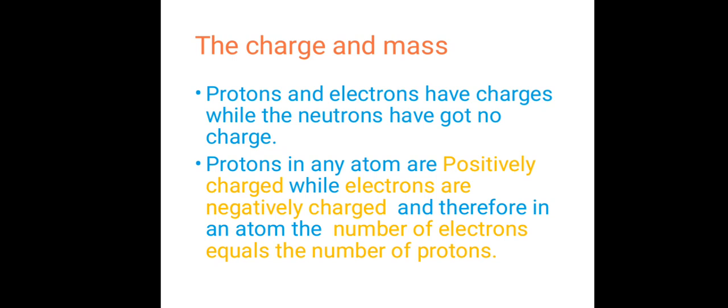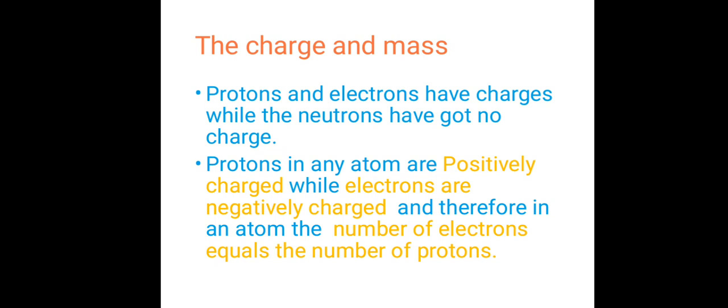So, in our previous lesson, we looked at the atom, its structure, and its components. We also looked at the location of such particles in an atom. So today we are going to start to look at the charge and the mass of the three components of the atom, that is protons, neutrons, and electrons.